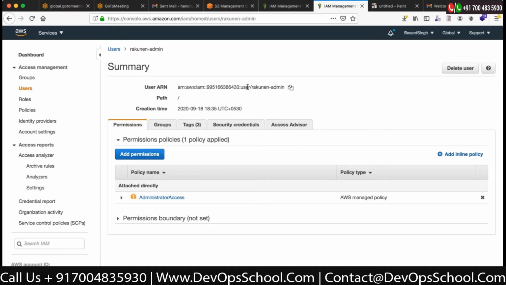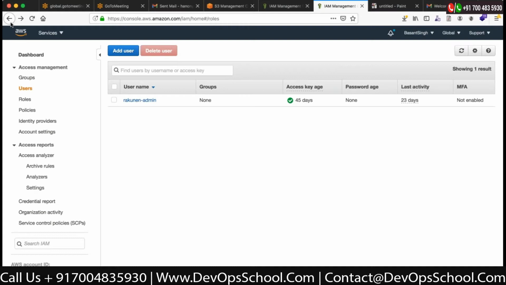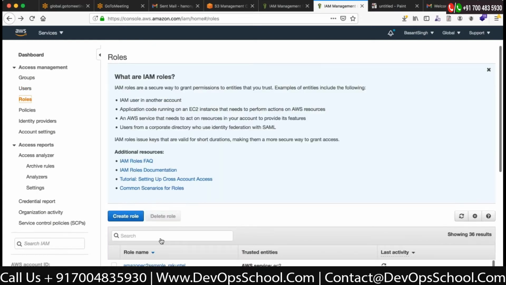If Kanan's Y account is a root user and wants to communicate with cross account services, I will just copy the ARN of Kanan's, ARN AWS IAM and similar stuff. This account ID will be different, and instead of a user I will write root. So what will happen? Kanan's root account will be able to come and assume the role which I have created. Roles are very important.